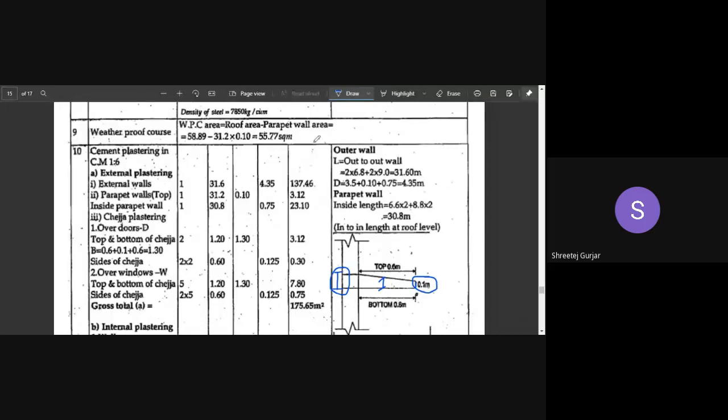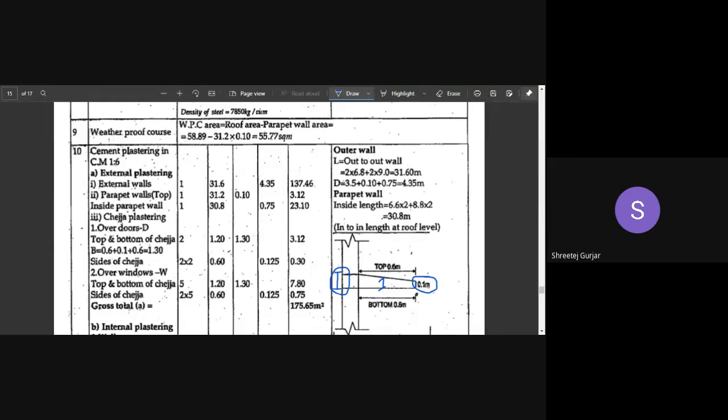So the weatherproof course is provided over your roof. So the area will be the same area: your roof area minus your parapet area, right? You have to reduce your parapet area from your roof area.